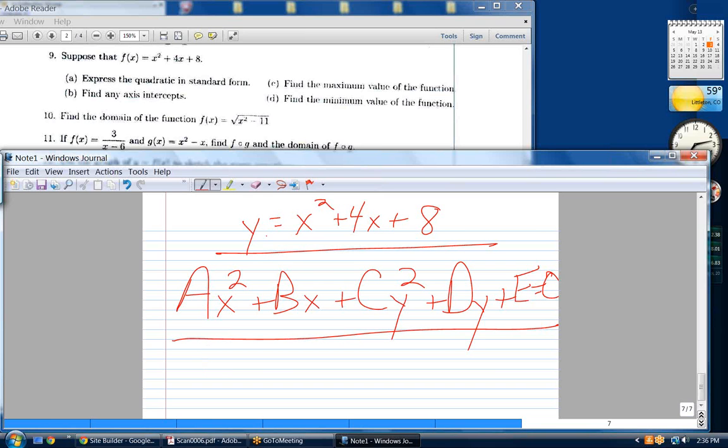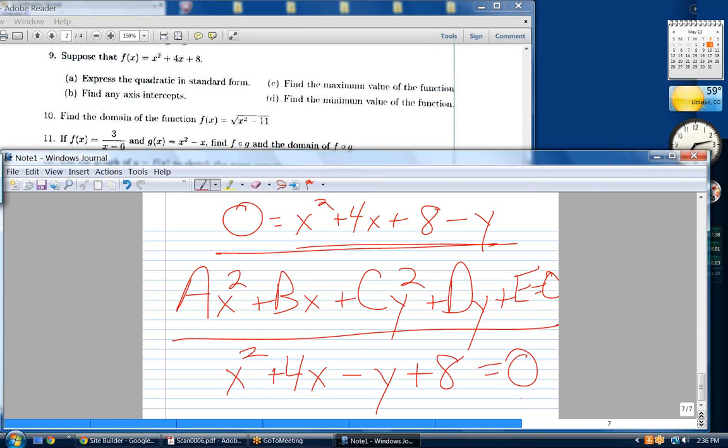Okay, we're going to put everything on one side of the equation. So let's subtract y, and that leaves 0. Basically, that's standard form, only the number needs to be to the right of the y. In other words, standard form would be x squared, there's no coefficient on x squared, plus 4x minus y, because there's no y squared term, plus 8 equals 0. That's standard form.